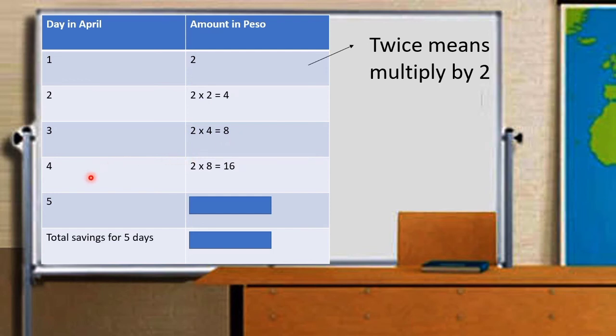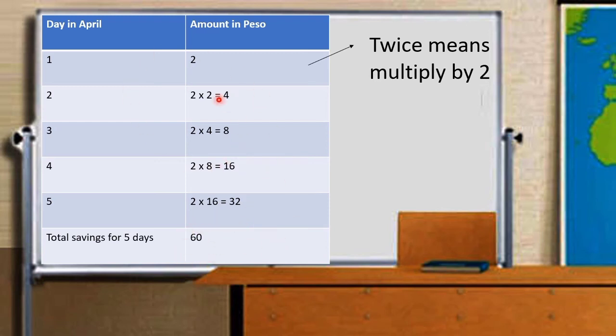Next, April 4, 2 times ipon niya the day before, which is 8, equals 16. And sa April 5, we have 2 times 16. 16, ito yung ipon niya the day before, equals 32. Okay, so yung total savings niya for 5 days, i-add mo lang yung ipon niya mula April 1 hanggang April 5. Ito yung 2 plus 4 plus 8 plus 16 plus 32 equals 62.